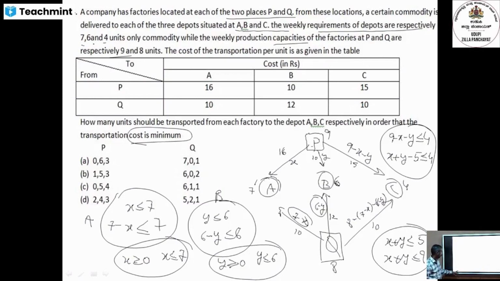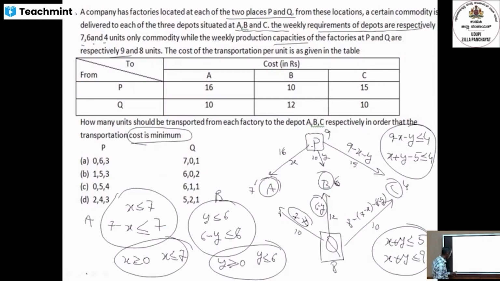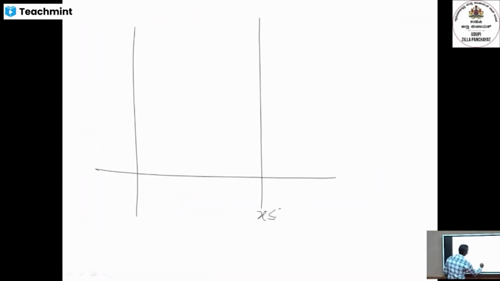So what happens is that x greater than or equal to 0, y greater than or equal to 0, x less than or equal to 7, y less than or equal to 6. So this is the shaded region. So it is confined within this region.